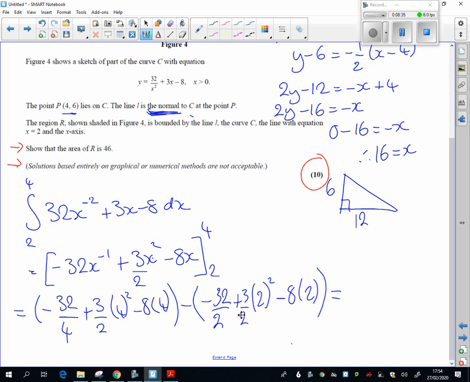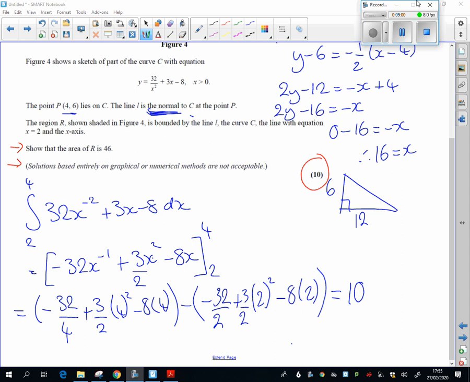Okay, and I know what I'm hoping that will give me. I'm hoping that will give me 10, because I know the area of the triangle is 36 and the total area is supposed to be 46, but I am just going to double check that in case I've done something daft, and then I can just go back and check my working. Okay, good news, I've checked it and it does equal 10, so that's an absolute bonus.